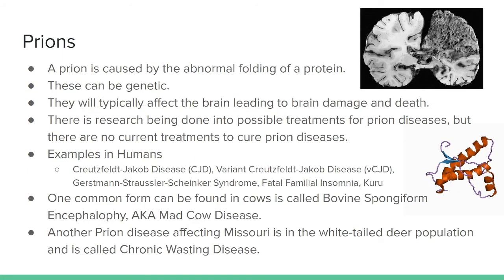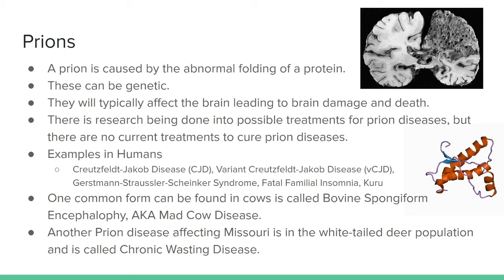And finally, prions. A prion is kind of a unique one. It's definitely not visible. You can't see it, but it's caused by an abnormally folding protein. As we know, we have a lot of proteins in our body. These can be genetic, and they typically affect the brain, leading to brain damage and eventually death. There is research being done into possible treatments for prion diseases, but at this time there are no cures or anything right now for prion diseases.